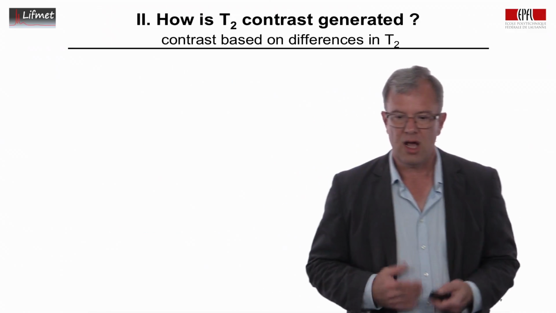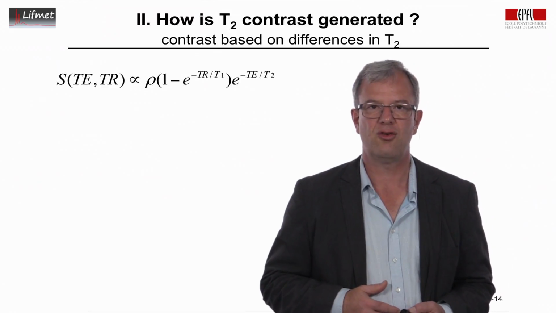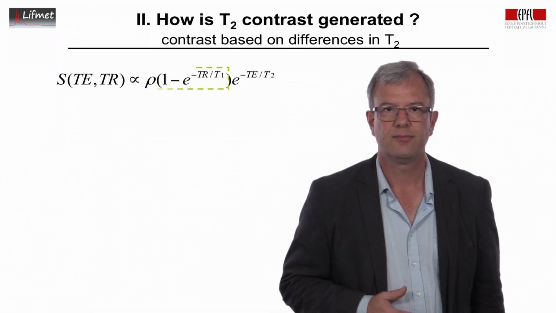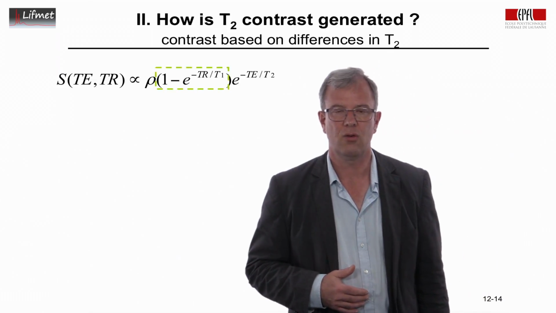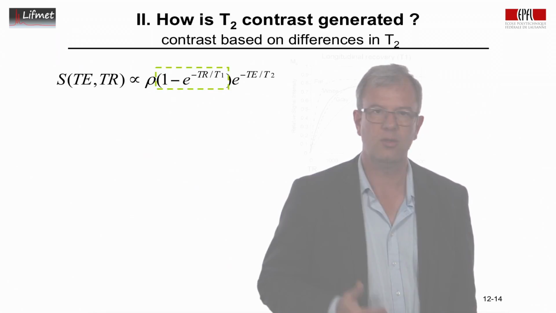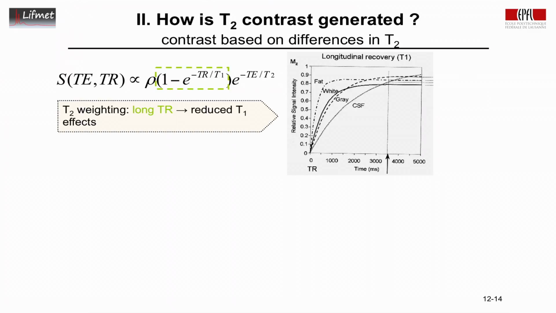So second question, how is T2 contrast produced now? We'll take again the same operational equation. That's our signal of our spin echo sequence. And now we are looking at the T1 effect. We are now interested in producing a contrast solely on the basis of T2. And so in this case, for T2 weighting, we don't want to have the effect of T1. So we're going to use a long TR to have a reduced effect of differences in T1.